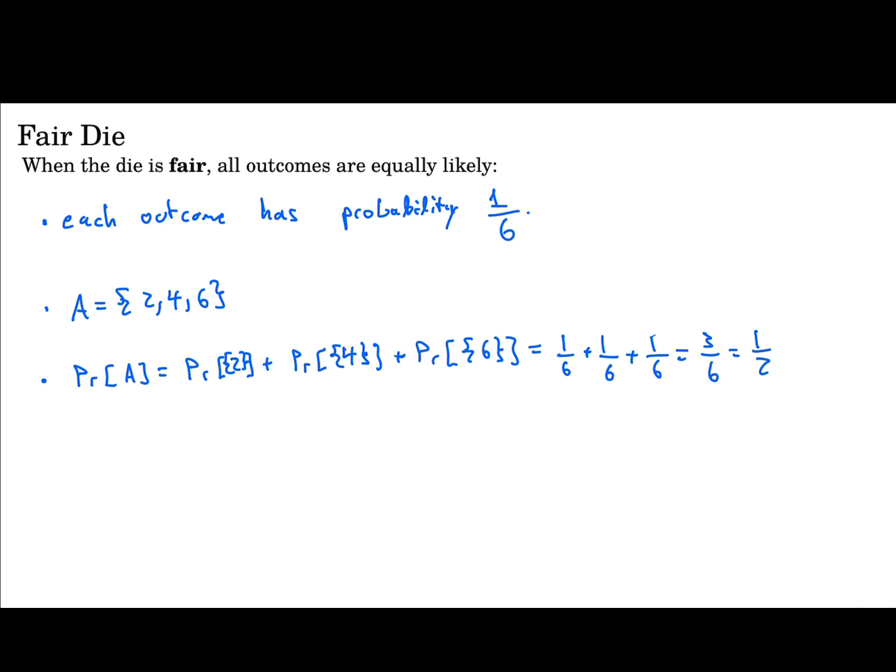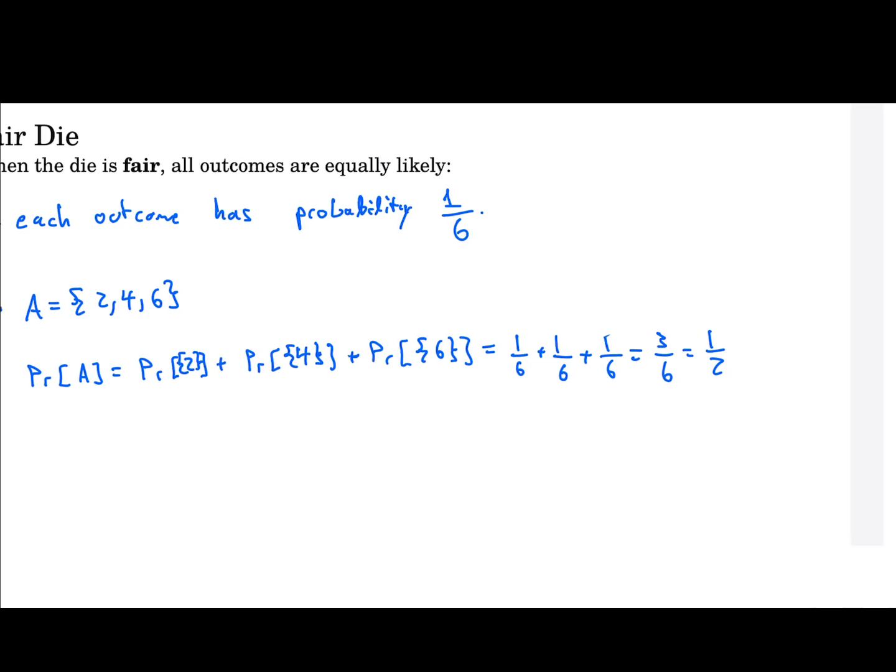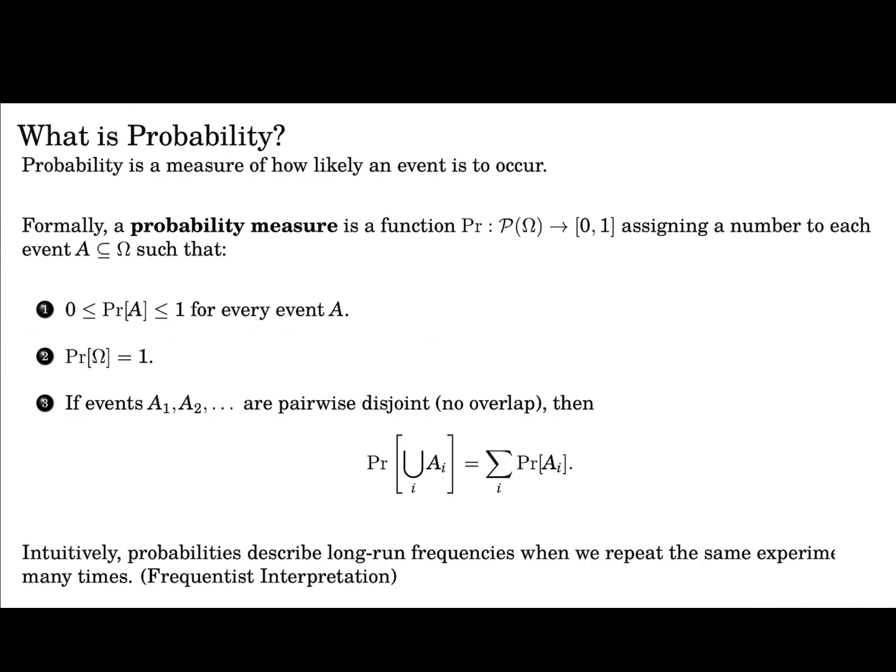Okay. But let's formalize this a bit more. So what is probability? A probability measure is a function that assigns a number to each event. The idea is that every time you have an event, you have a probability, and it satisfies 3 basic rules. First, the probability of every event is always a number between 0 and 1.